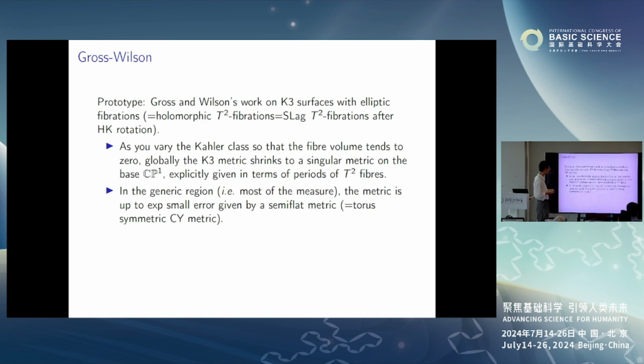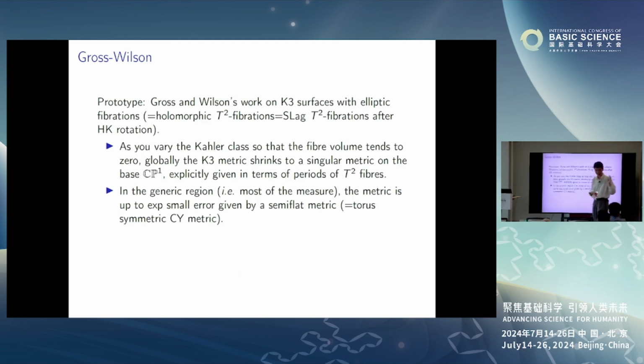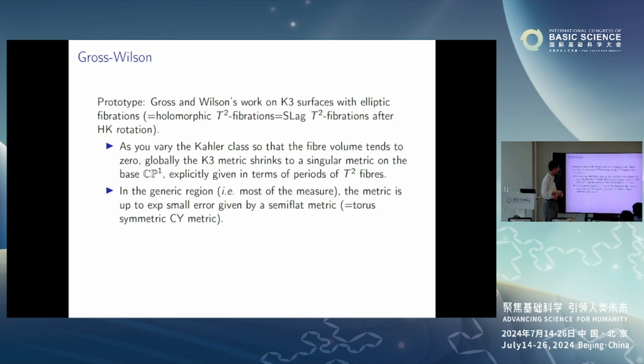So what happens in the generic region, generic meaning most of the measure, there's a canonical volume measure in this case. In the generic region, the metric is, up to exponentially small error, given by a semi-flat metric. And semi-flat means torus symmetric. So the generic region in this picture means this region. You are trying to stay away from those singular fibers. And what happens is that the metric is almost torus symmetric, and the restriction of the semi-flat metric to the fibers would be Euclidean metrics by the symmetry. That's why they are called semi-flat.